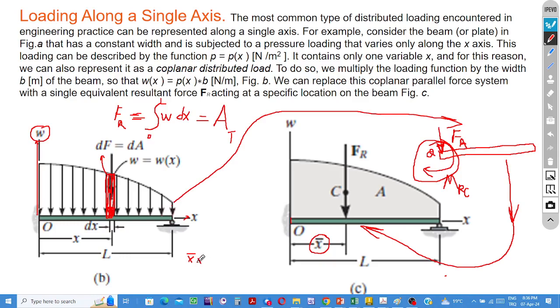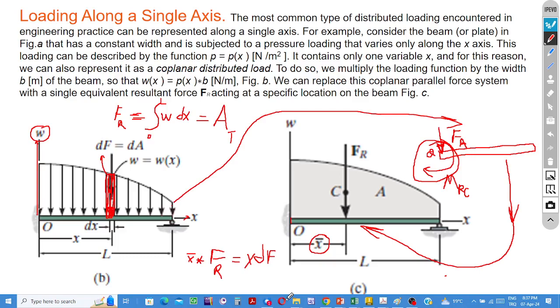Let's write it. x bar times F resultant, the magnitude of the resultant force, must be equal to the moment of the constitutive forces of the system. For one of the forces in the system, the magnitude is dF, and its moment is x times dF.